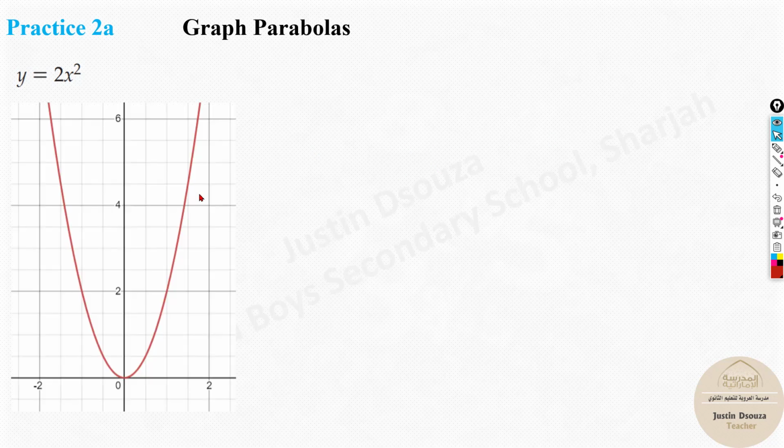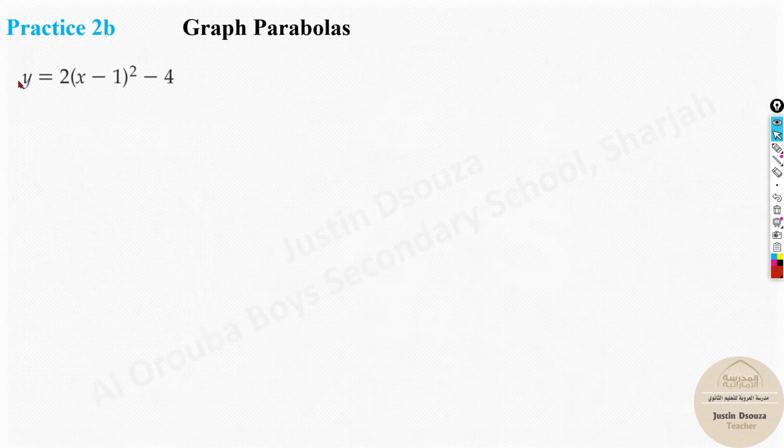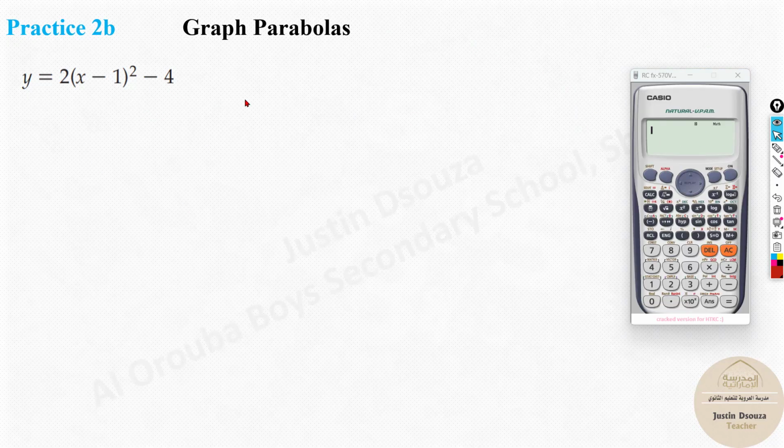Same concept here. You can graph it up and your graph must look something like this. And you can do the same thing over here. Let me just do the table for this. You need to use your calculators. In order to solve this by table method, you need to press mode and press the table option 7, and type the equation as it is, 2 bracket alpha x minus 1 the whole square minus 4.